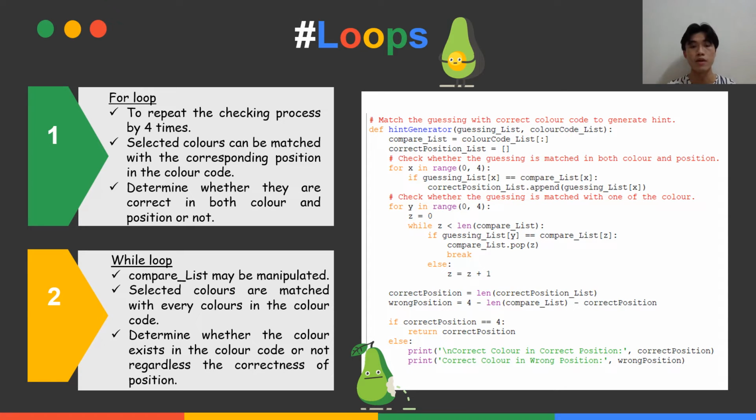In the second part, the process of comparison between every element of the guessing list and the compare list is repeated to determine whether any colors from the guess match one of the colors in the color code, regardless of the correctness of the position.